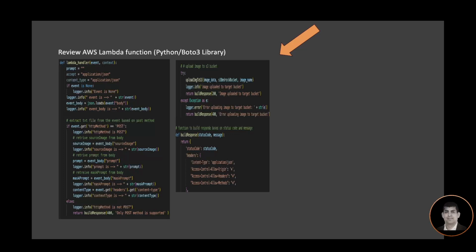I will get the prompt from my event body, and then I will use that prompt to build the prompt body to pass to the Bedrock API. Then I will get the response back, and I will load that generated image, or I should say outpainted image, to that S3 bucket.